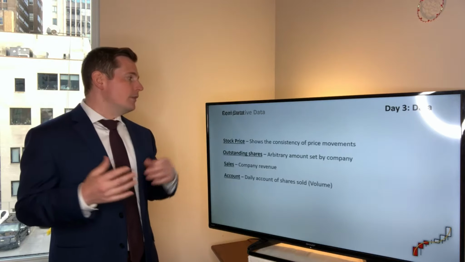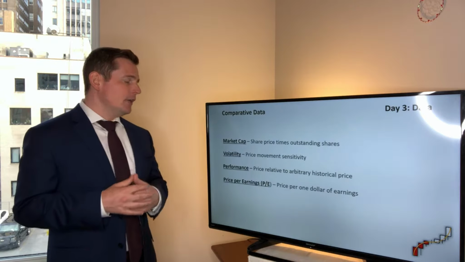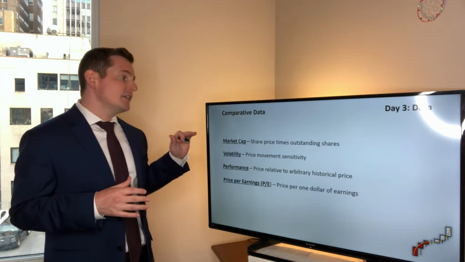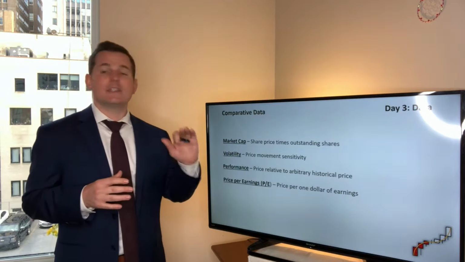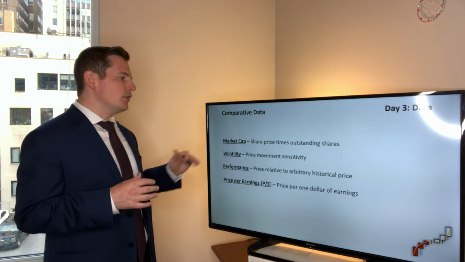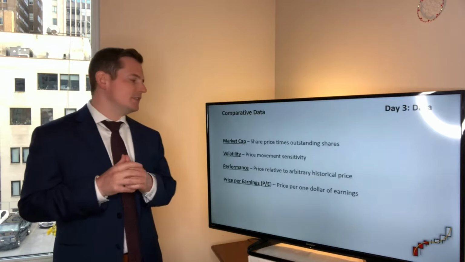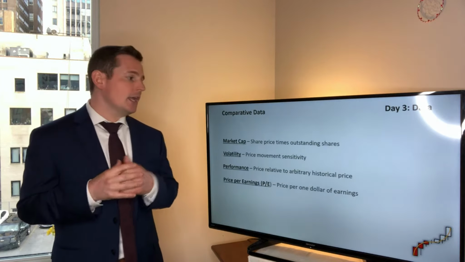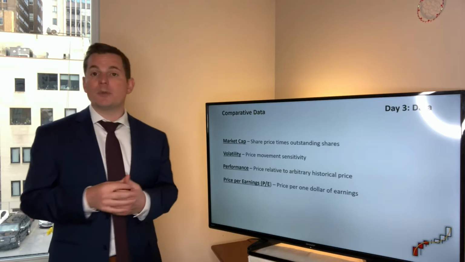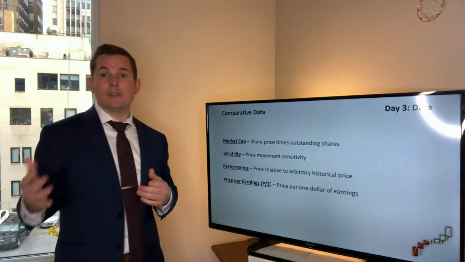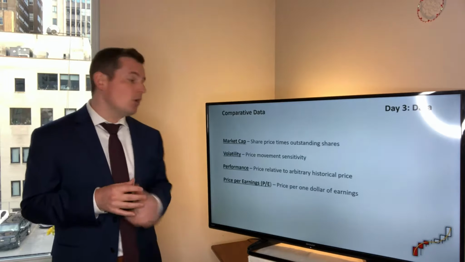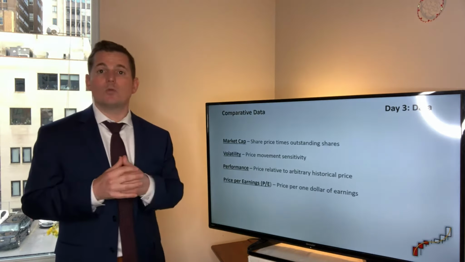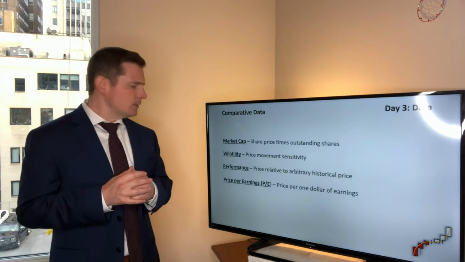And so the next is the comparative data. This is where we get into the market capitalization, which is the share price times the outstanding shares. And the volatility is the price movement sensitivity. And the performance is the price relative to an arbitrary historical price. And you could have performance for the month, which would be the price now compared to the price a month ago. Or you could have the performance of 1 year, which is the price now compared to the price 1 year ago. Is this making sense?